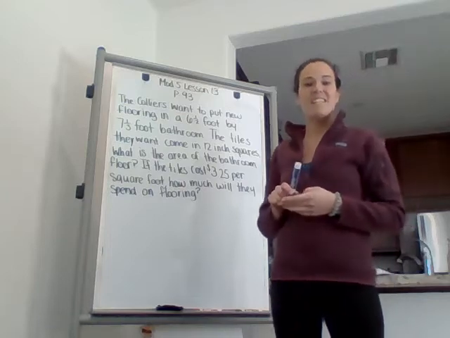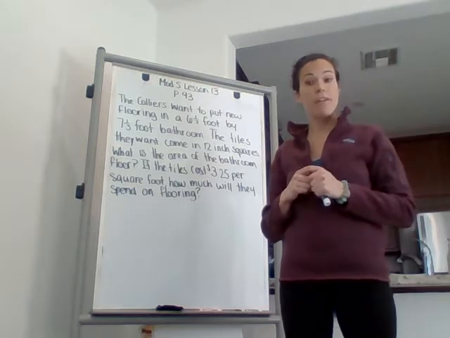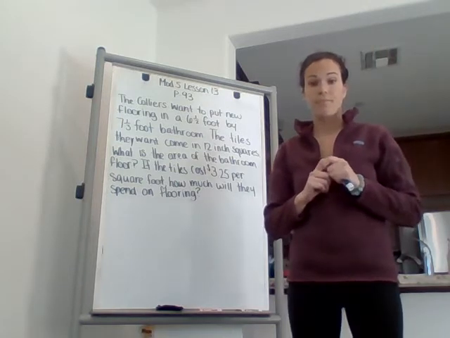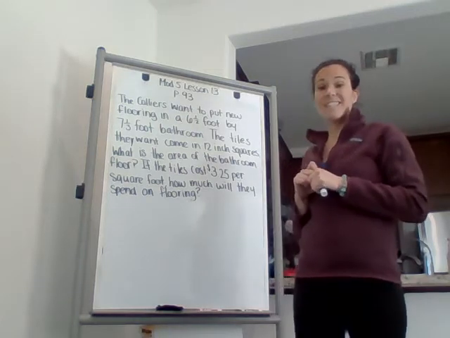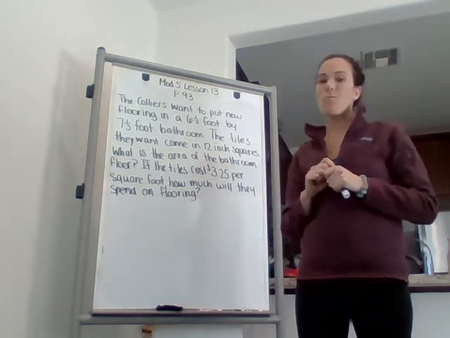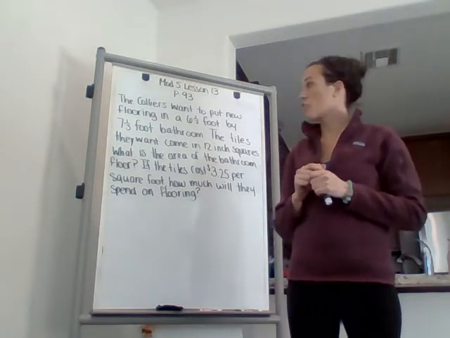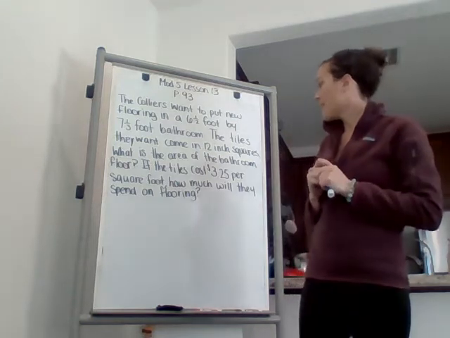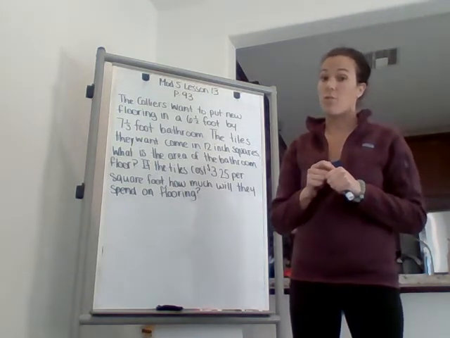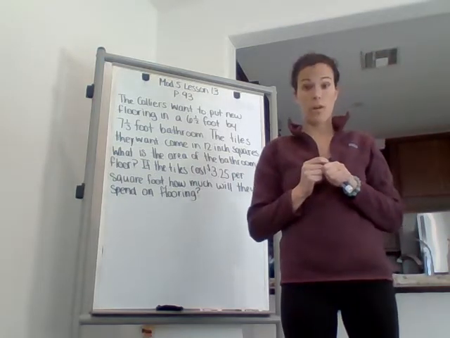All right. Today is Mod 5, Lesson 13. It's on page 93. Please pause if you need to. The Colliers want to put new flooring in a 6.5 foot by 7 1/3 foot bathroom. The tiles they want come in 12-inch squares. What is the area of the bathroom floor? If the tiles cost $3.25 per square foot, how much will they spend on flooring?